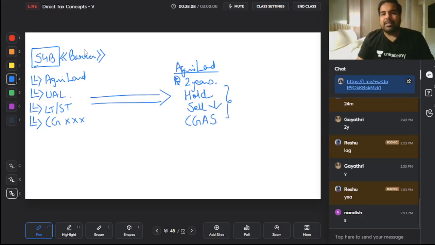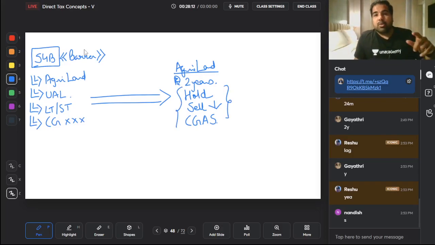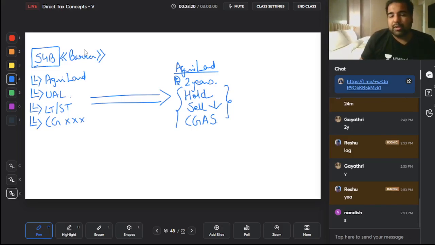But the asset changes. Here you are selling an agriculture land and buying another agriculture land. Here the land you are selling is urban agriculture land, because rural agriculture land, if you sell, it's in rural areas, right? It's not taxable only. Long term, short term, both it can be, and you're buying a new agriculture land within 2 years. Guys, this is section 54B. Again, applies only to individuals and only to HUFs.